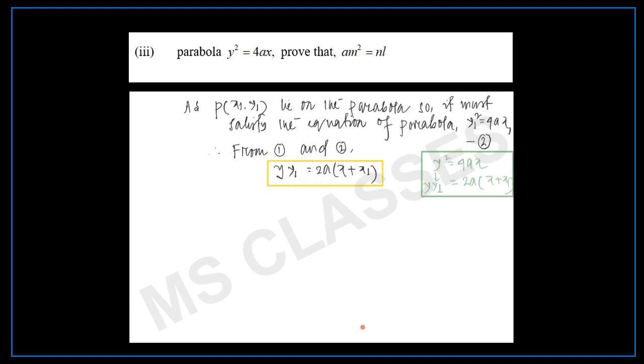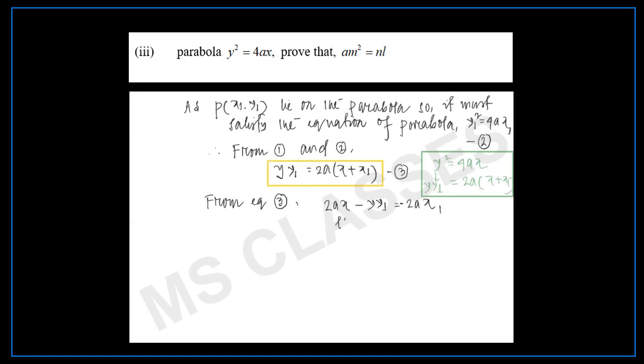Now we have got the equation of the tangent, equation 3, and the line lx plus my plus n should be identical to it. If we simplify equation 3 and write it in the proper format, what we get is 2ax minus y1 y equal to 2ax1.